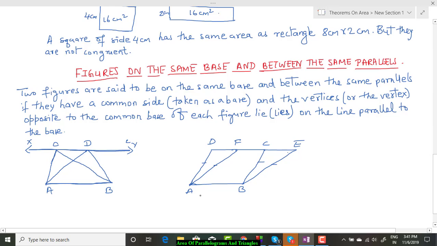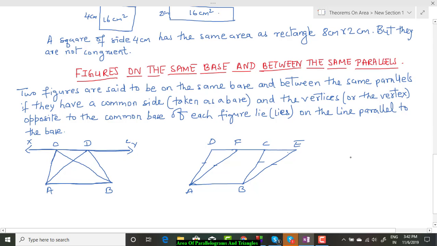So here in the second one there are two parallelograms ABCD, and another parallelogram ABEF, right? Both share the same base AB, and they are in between the same parallel lines AB and DE. All right, so you can see another diagram.